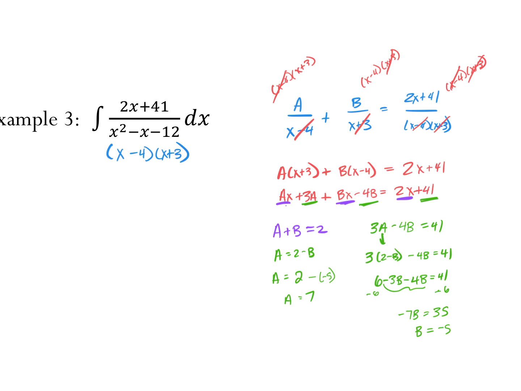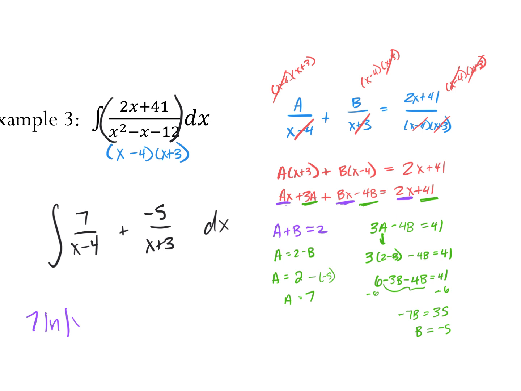So now what I'm doing is taking this expression, and I just figured out that it is equivalent to a over x minus 4. Well, a was the 7 plus negative 5 over x plus 3, and then my dx. And now that it's in this form, we can use what we know about natural log.